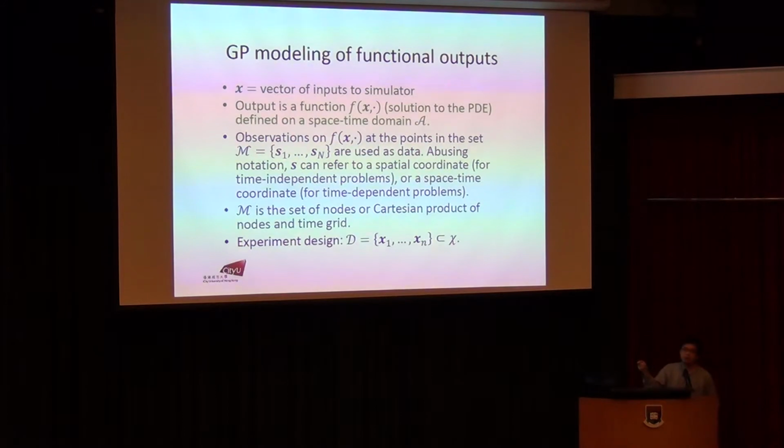Some notations. x is the vector of inputs to the simulator, and f(x, ·) is the PDE solution, which is observed on the set M. This set is a set of nodes which I denote by s1 to capital S N. The experiment design is D, and it consists of points x1 to x lowercase n. So this means that we set the simulator input to x1, run the simulator to get the PDE solution, and then set it to x2 and run it to get the PDE solution. We use all these lowercase n PDE solutions to construct our emulator.